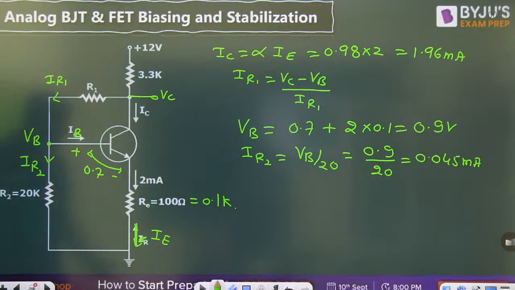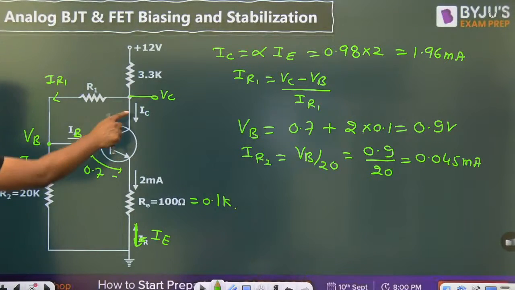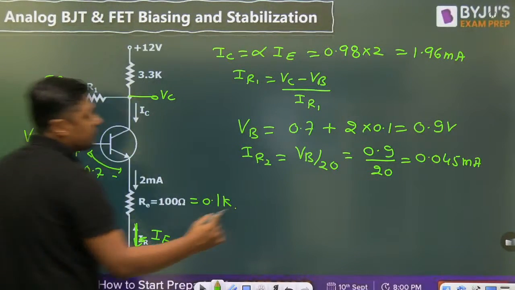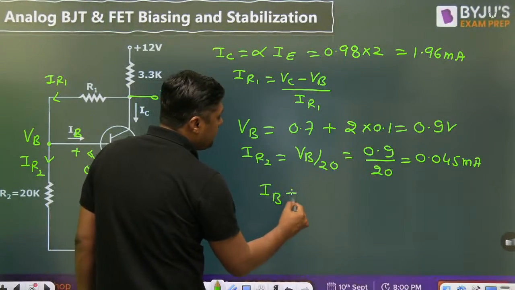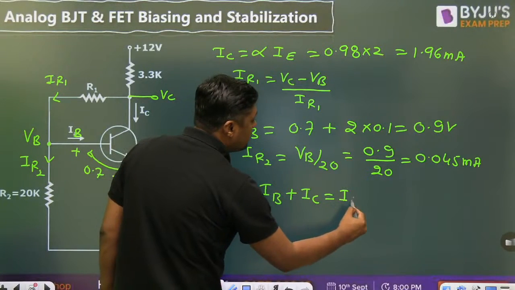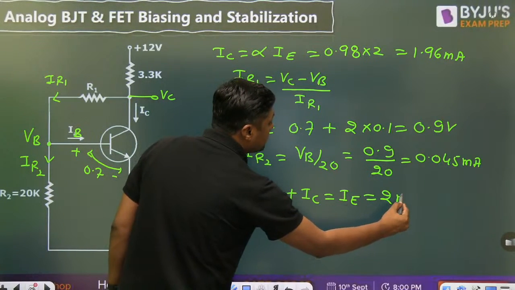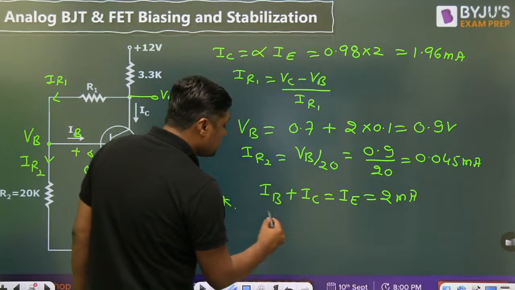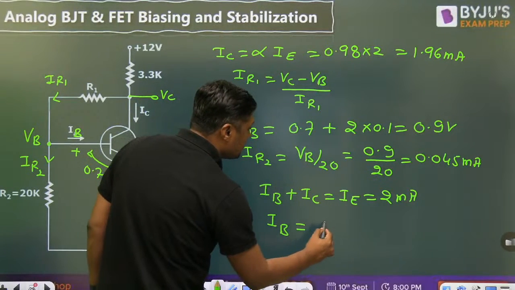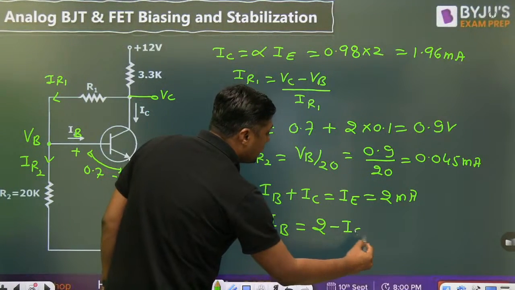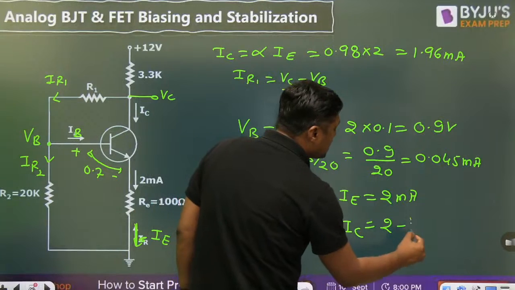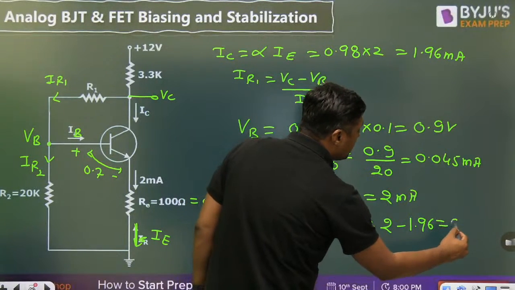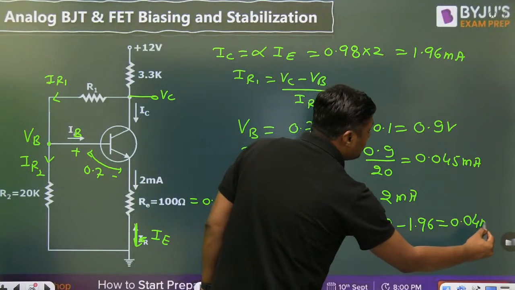Now, next one, how to find the IB? IB means what? IC plus IB is equal to IE, that is nothing but 2 milliampere. So what is the value of IB? 2 minus IC, that is 2 minus 1.96, 0.04 milliampere.